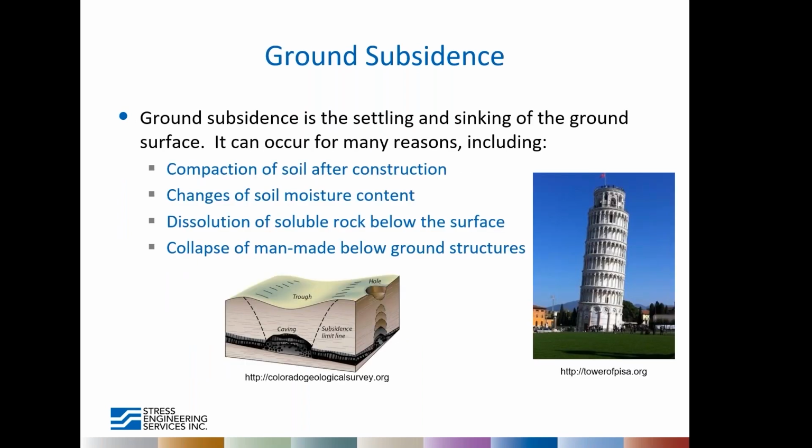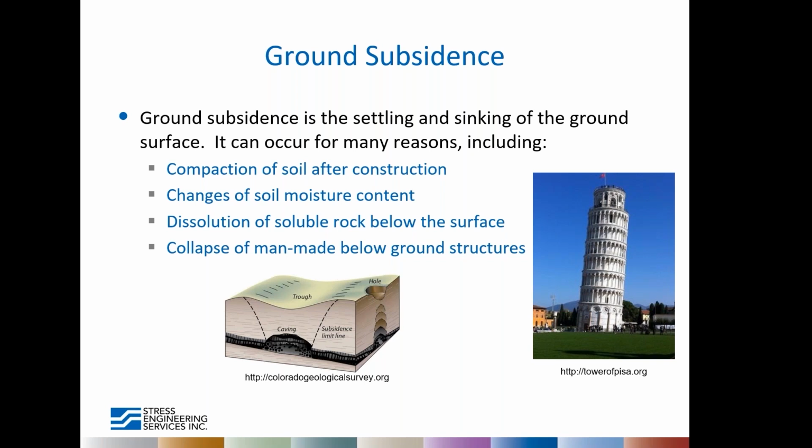Ground subsidence is the overall long-term settling and sinking of the ground surface. It can happen for many reasons, including compaction of soil after construction, changes of the soil moisture content, dissolution of soluble rock below the surface, or collapse of below ground structures.